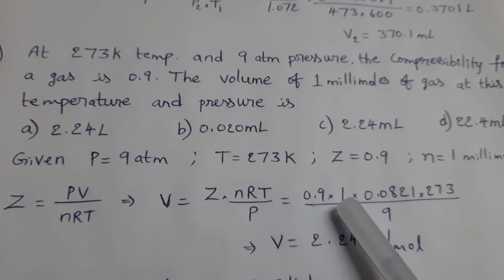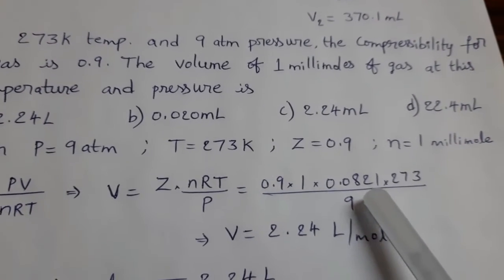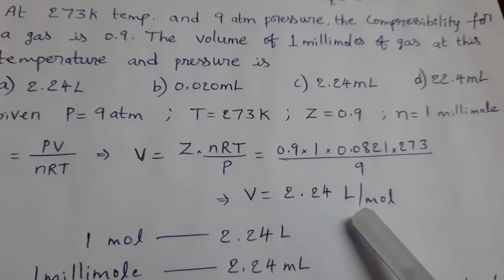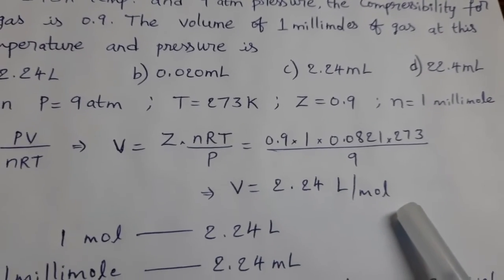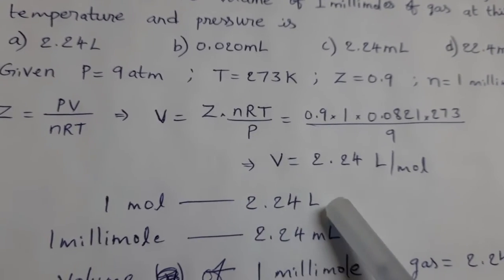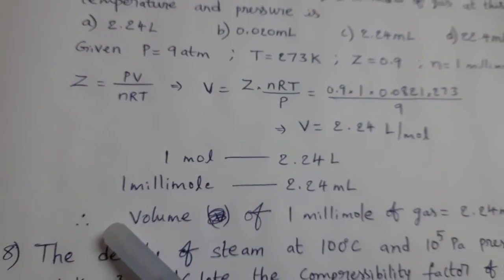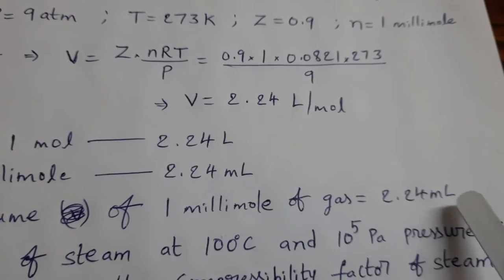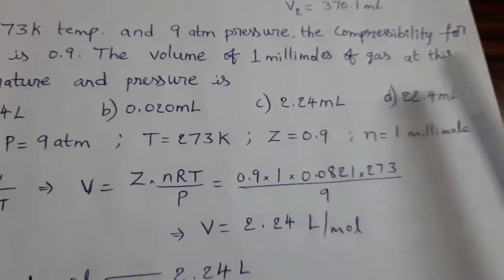So Z value, here number of moles, first consider 1 mole, into R value 0.0821 into 273 divided by 9. So V equal to 2.24 liter per mole. This volume is related to per mole. Now we want for 1 millimole. So 1 mole occupies 2.24 liters means 1 millimole occupies 2.24 milliliter. Yes. So therefore volume of 1 millimole of gas equal to 2.24 milliliter. Then what is the option? Option C is the answer. Next.